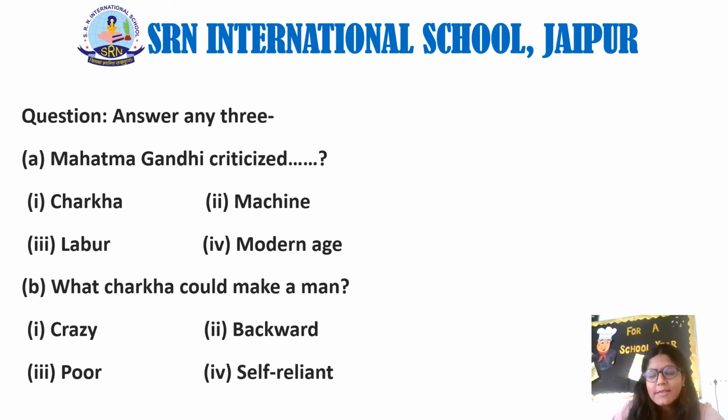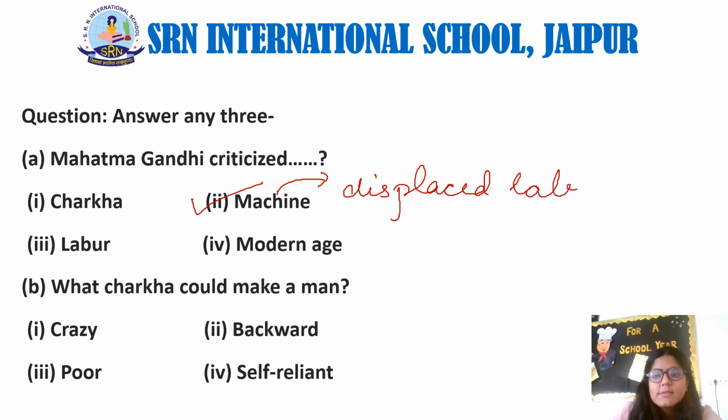In the above passage, now there are certain questions. Very first is, Mahatma Gandhi criticized. In the above passage, we have already read that Mahatma Gandhi criticized machines a lot because these machines have displaced labor. Next is, what charkha could make a man? Charkha is the representation of being self-reliant by Mahatma Gandhi. So charkha could have made a man self-reliant.